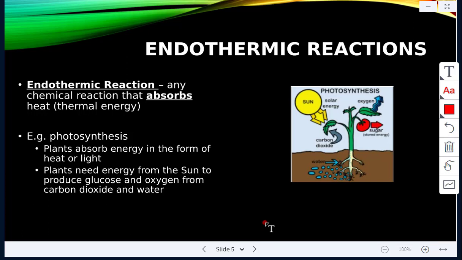Then there are endothermic reactions, which are chemical reactions that absorb heat. Again, heat is thermal energy. An example of endothermic would be photosynthesis. The solar energy from the sun is being absorbed by the plants. Plants absorb the energy in the form of heat or light, and they need that energy from the sun to produce glucose, which is their food, and they also release oxygen from the carbon dioxide and water.